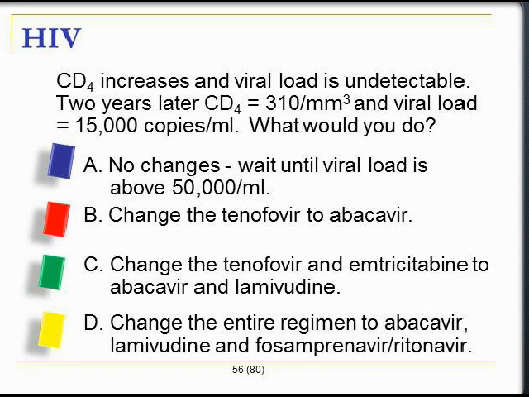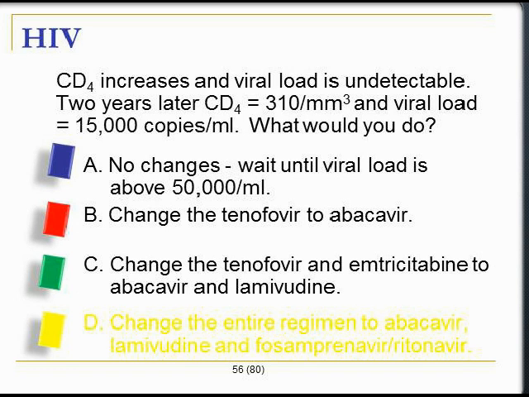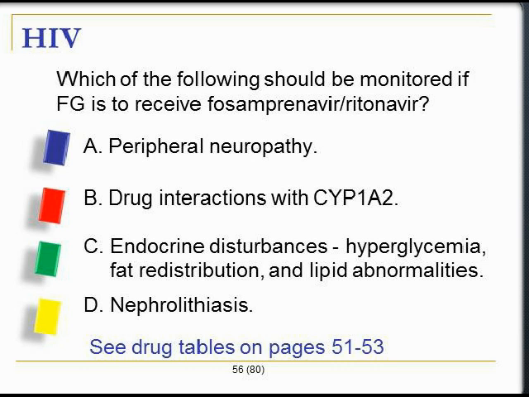So, obviously this is a change. The viral load has gone up. He was initially undetectable, so we need to make changes. So A is out. We never want to change one drug, so B is out. And ideally, you want to change 3 drugs if at all possible. So the correct answer is to change the entire regimen to a different regimen.